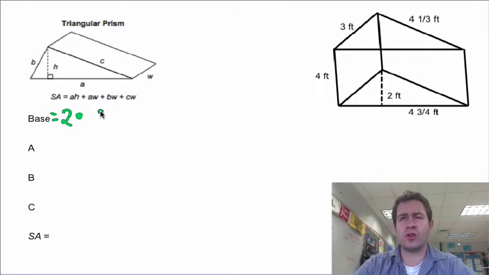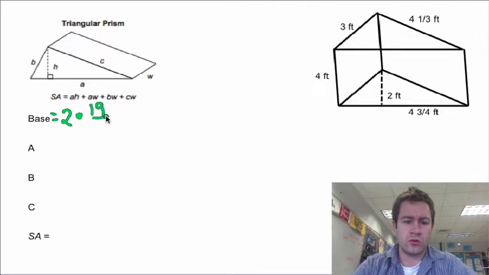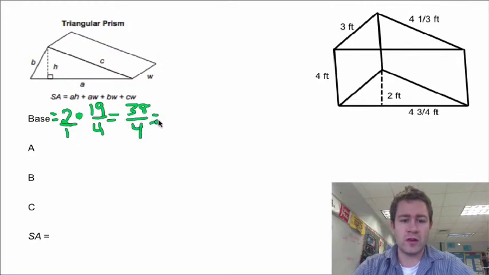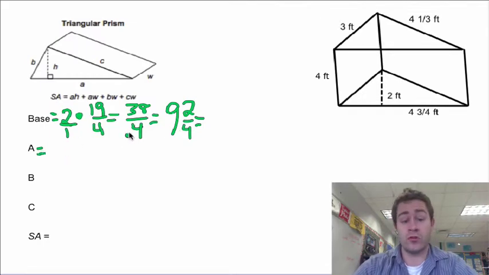I need to remember to convert it to an improper fraction. Whenever I'm multiplying fractions, I need to change that. 4 3/4 turns into 19/4, and this turns into 2/1. And that's going to give me 38/4, which when turned back into a mixed number gives me 9 2/4, which simplified gives me 9 1/2. Now I'm going to wait till later. Maybe we'll need to simplify it further. Maybe we won't. So we'll take a look at that.